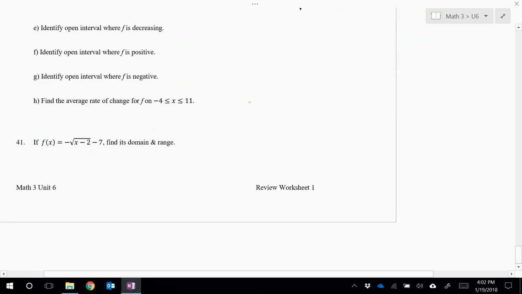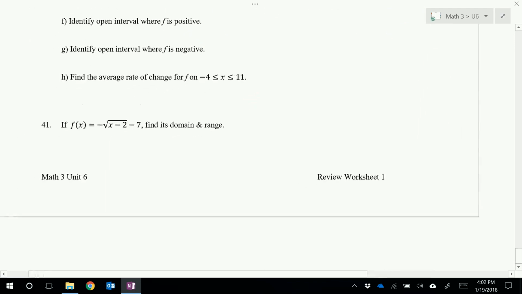Lastly, number 41. If we have this function, find its domain and range. So if we just make a very quick sketch of this, I'm going to go right 2, down 7, and it opens down to the right. So our domain starts at 2, goes to infinity, and our range goes from negative infinity up to a height of -7.